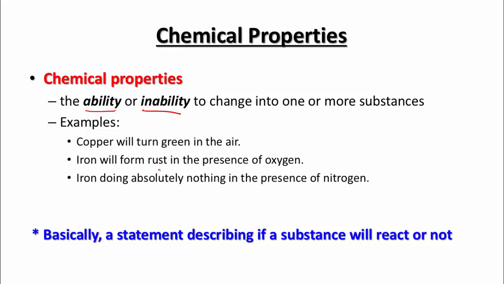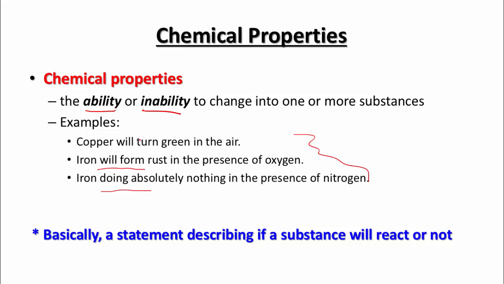Iron will form rust in the presence of oxygen. So it has the ability to turn into something else in the presence of oxygen. Iron does absolutely nothing in the presence of nitrogen. So that's the inability example right there. So all these things here are basically statements like this will happen or this will not happen.